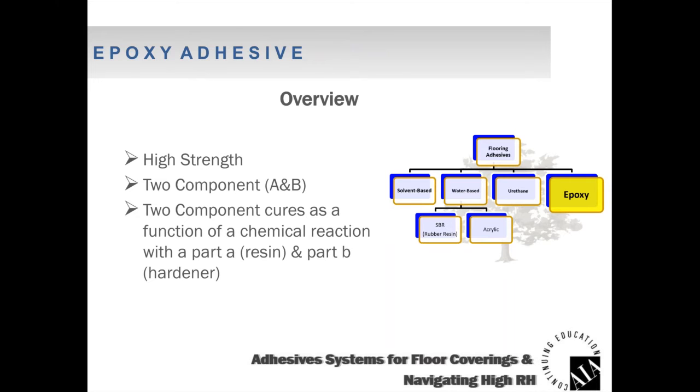Another high strength adhesive is epoxy. Again, a two component material, A and B. A is mixed with B. A is reacting with B, chemically curing. Again, a high strength adhesive, typically used in high performance applications, rolling loads, point loads, hospital rooms, corridors, things like that, where you have resilient sheet but need that high performance and more indentation resistant adhesive.